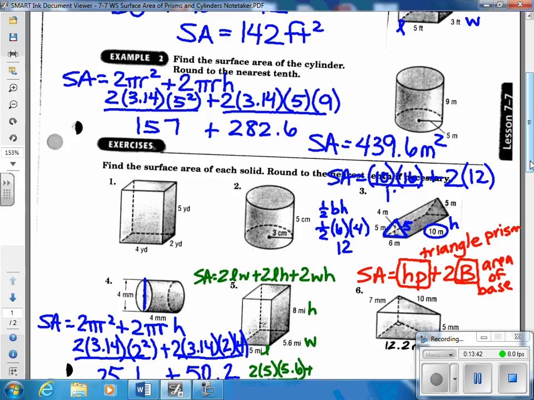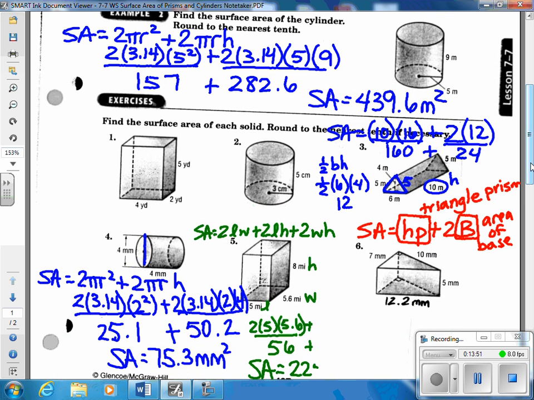10 times 16 is 160. 2 times 12 is 24. We're going to add those two pieces together. So for the final answer to this top triangular prism in number 3, let me get rid of this here, you're going to have a surface area of 184 meters squared.